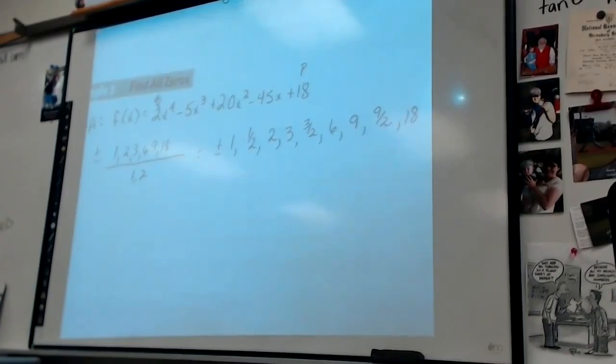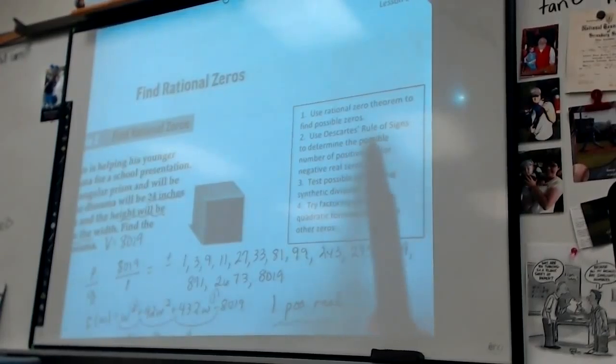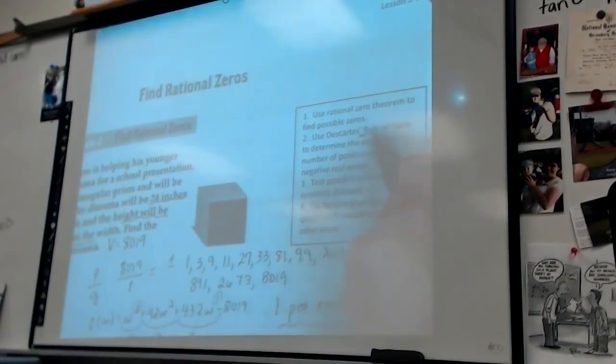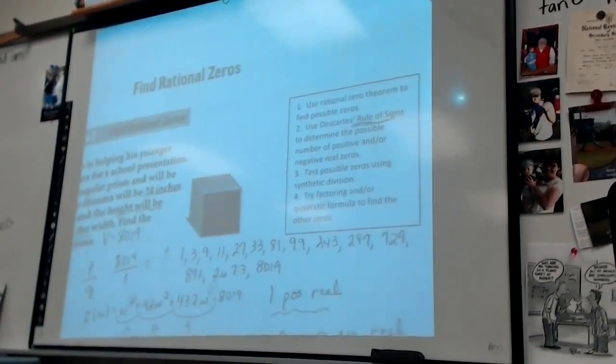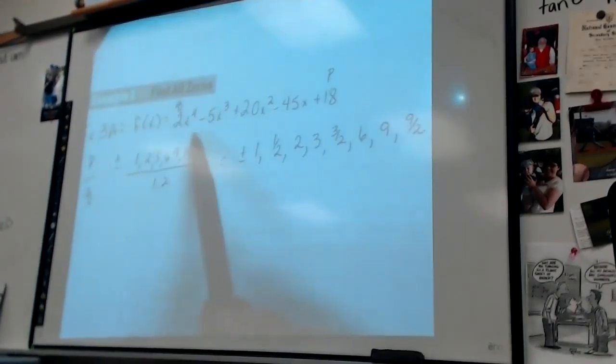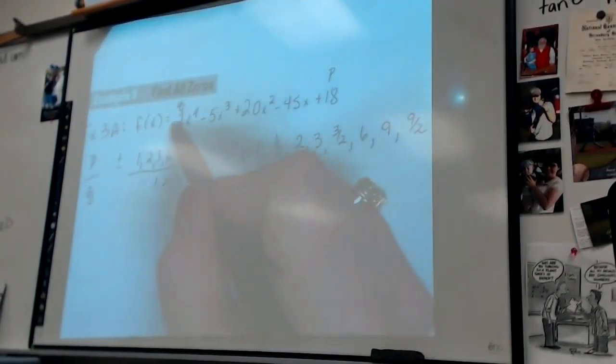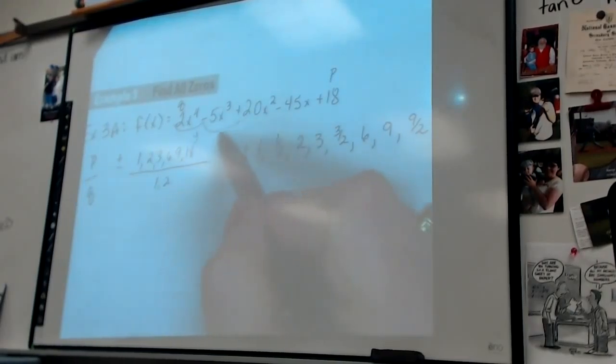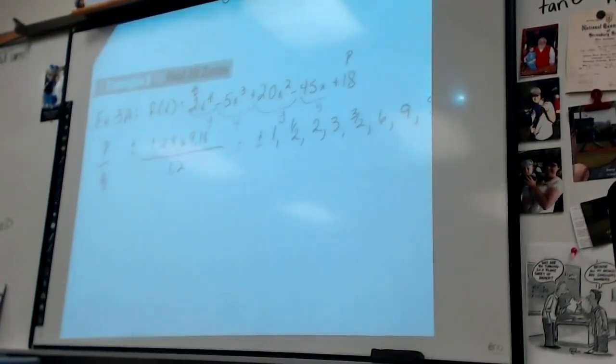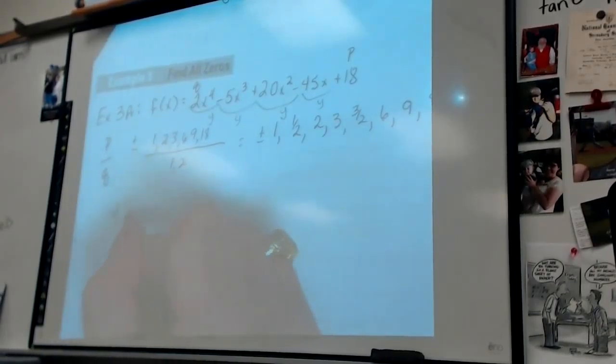All right, but before we start trying them, we want to have an idea of what we need to start trying and narrow it down a little more by doing our, what's step 2? You don't have to use his name. You can just call it the rule of signs. So now we're going to do the rule of signs. All right, so let's count the sign changes in f of x first. So, yes, yes, yes, yes. So, how many positive real? 4, 2, or 0.